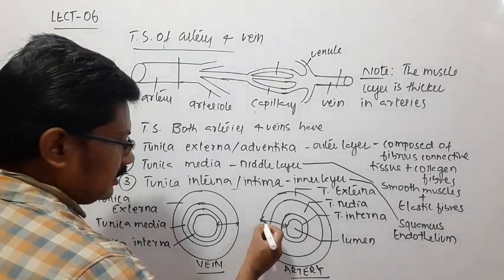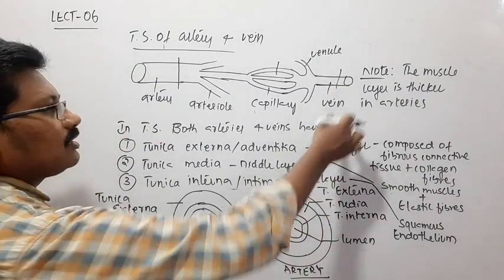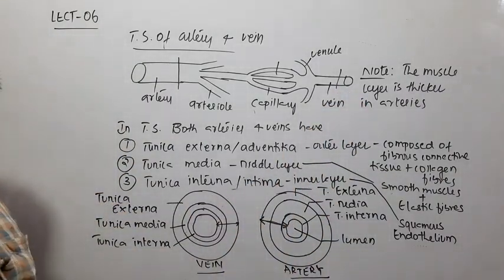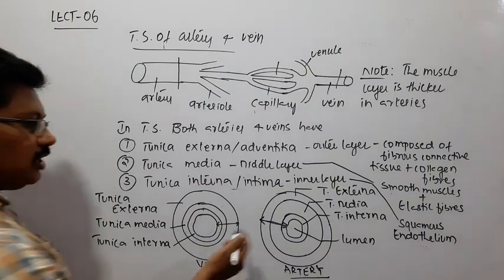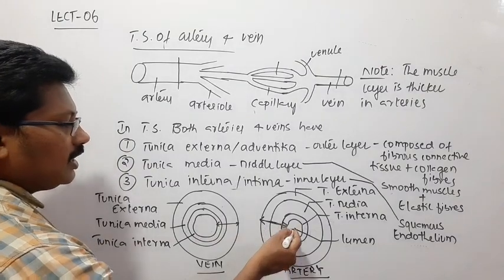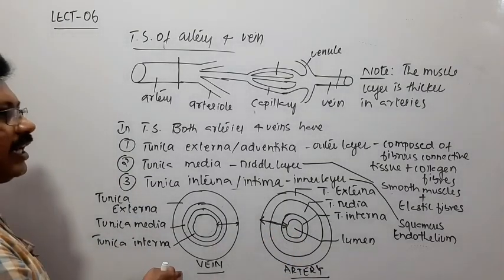So you can see here the difference in the thickness of the wall. I said that the artery has a thicker muscular layer that helps in giving extra strength to it, because the arteries will have more pressure inside than the vein.